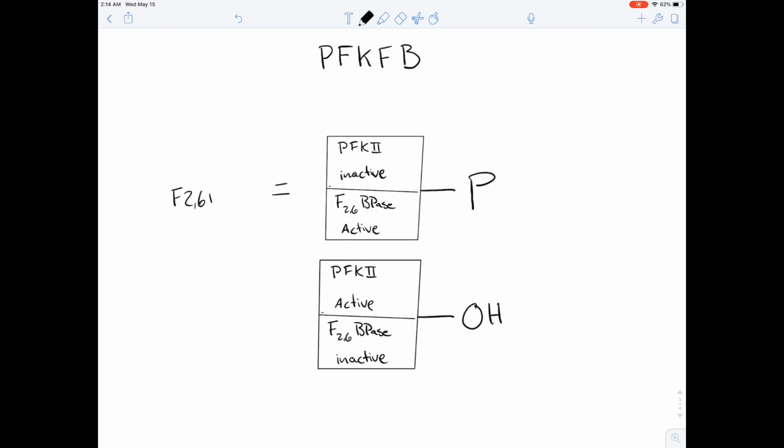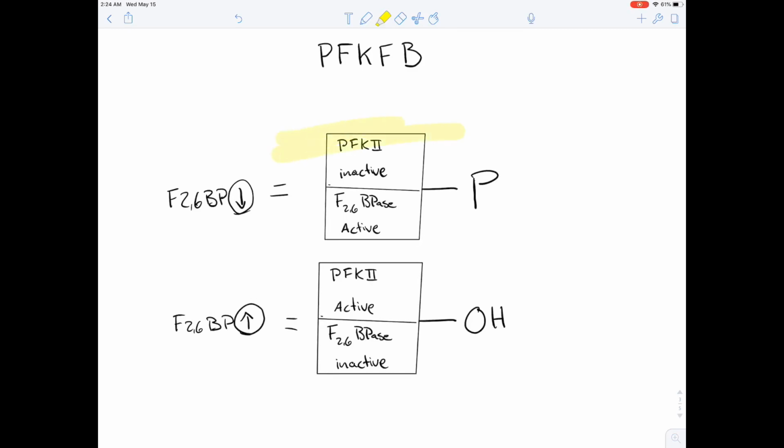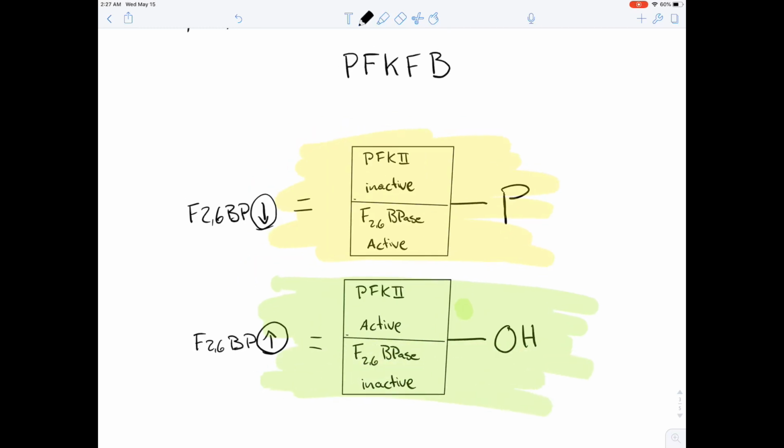Now, back to our easy question. What determines the levels of F26BP present? What's our answer? Correct. The levels of F26BP is dependent on the phosphorylation or dephosphorylation of our combined enzyme PFKFB. One last question. What phosphorylates and dephosphorylates PFKFB?